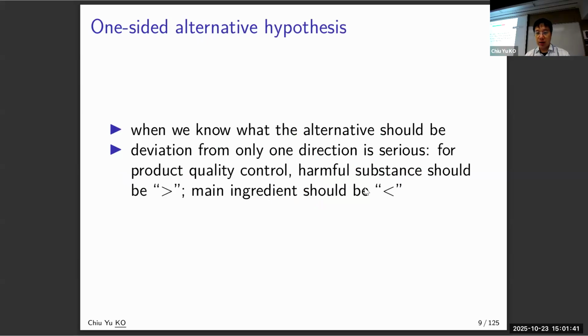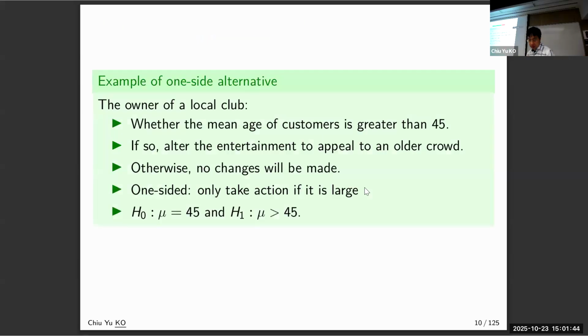Okay. But so let's see an example. You are a consultant for a local club. And the question is, now because of an aging society, people get older. So whether the customer age is more than 45 or not, I'm going to check this one. And if it's not more than 45, then you basically keep the old system and continue. Otherwise, you want to make it cater to older customers, right?